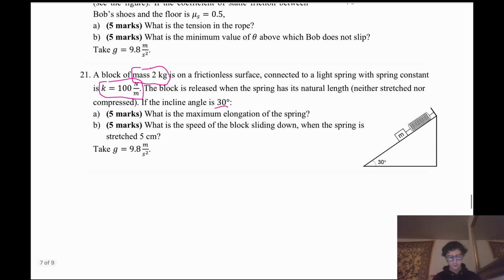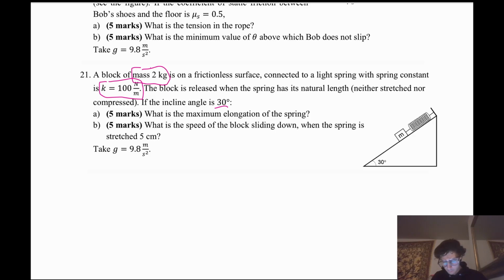All right, let me visualize what's going on. A block of mass 2 kilograms is on a frictionless surface connected to a light spring with the spring constant this. The block is released when the spring has natural length. If the incline angle is 30 degrees, what is the maximum elongation? Oh, okay, so you hold the block when the spring is neither stretched nor compressed, and then you let it go. What is the maximum elongation of the spring?